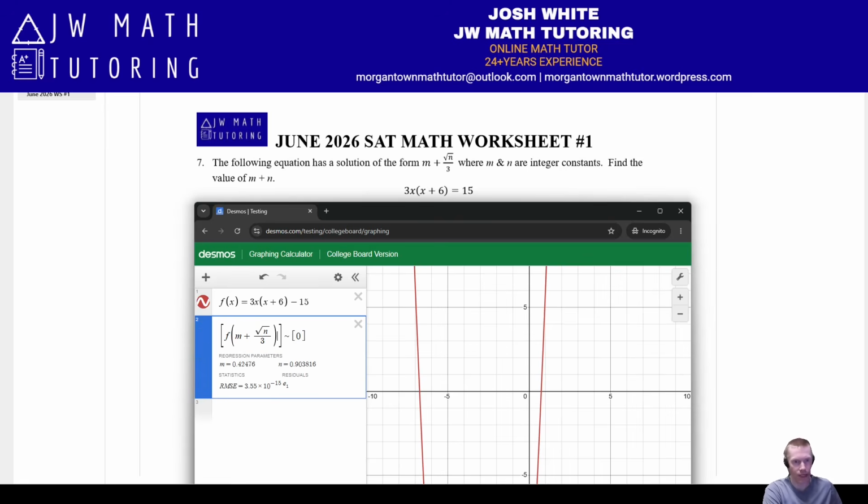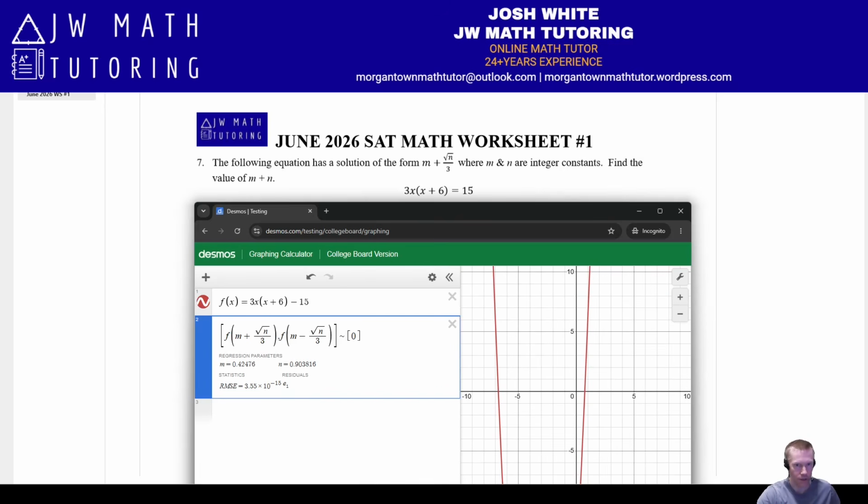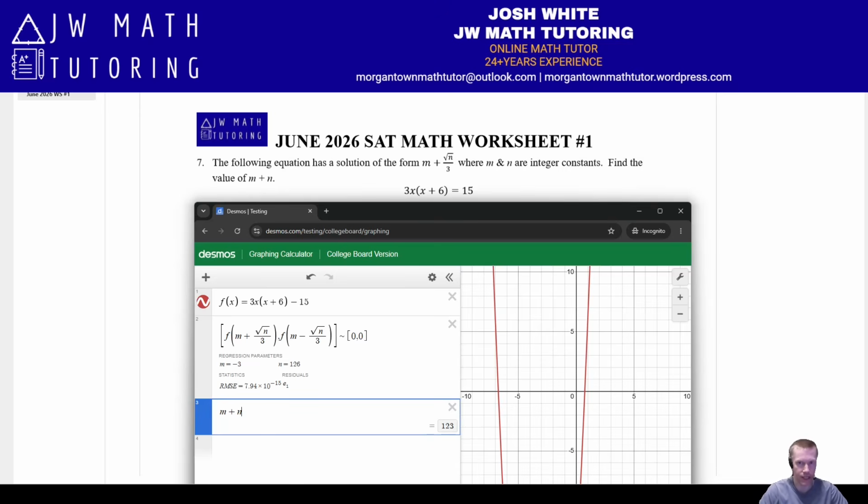Now notice it's not giving me the correct values for m and n. They're supposed to be integers. What you have to do here is use the conjugate solution, which is the solution that's going to be m minus square root n over 3. And then when I do that, now I get m and n. m plus n is 123. That's your answer.